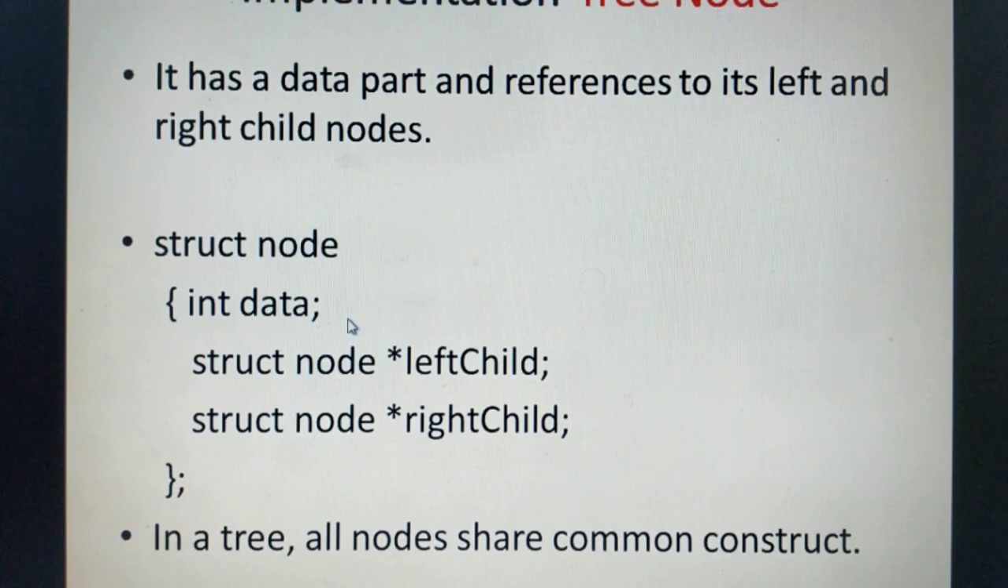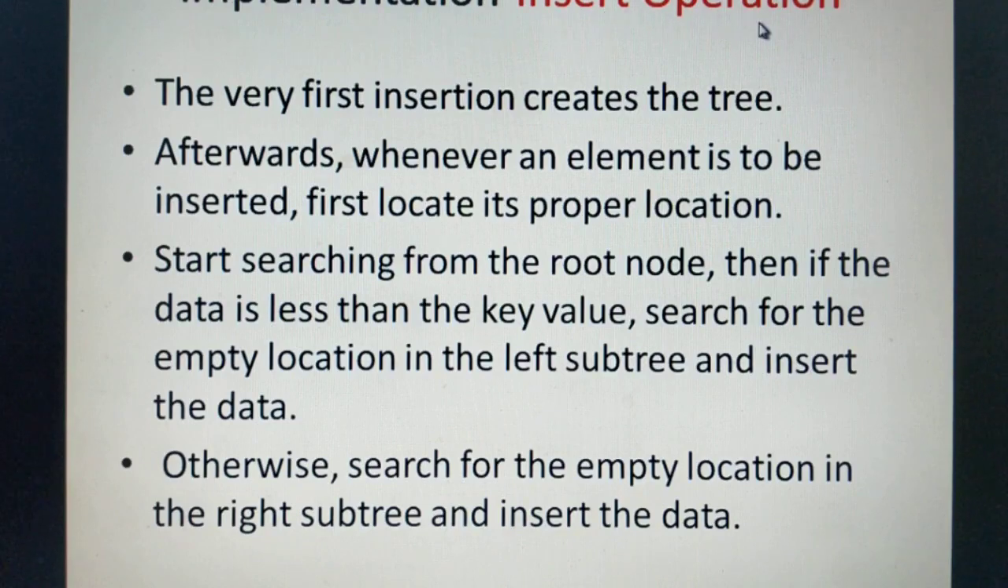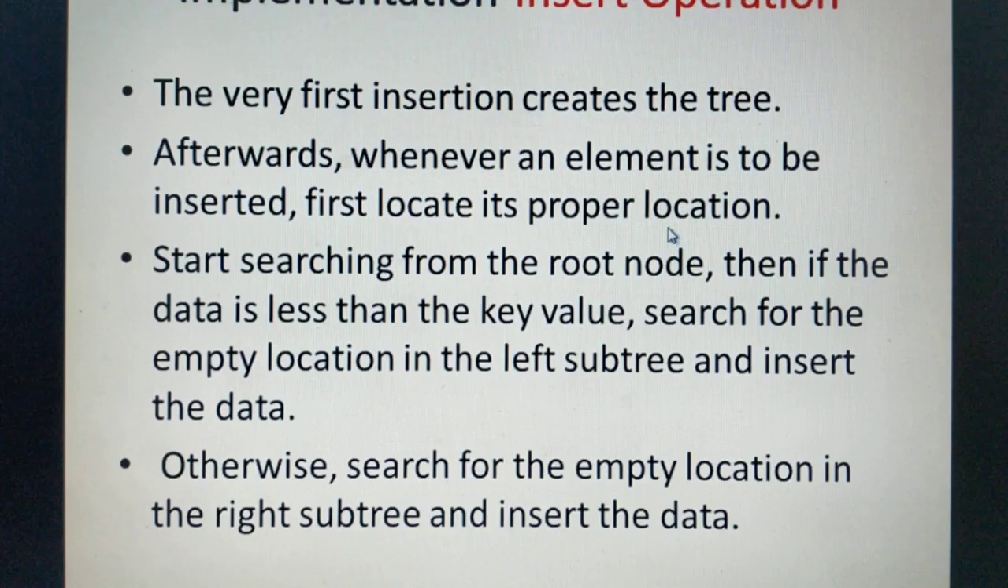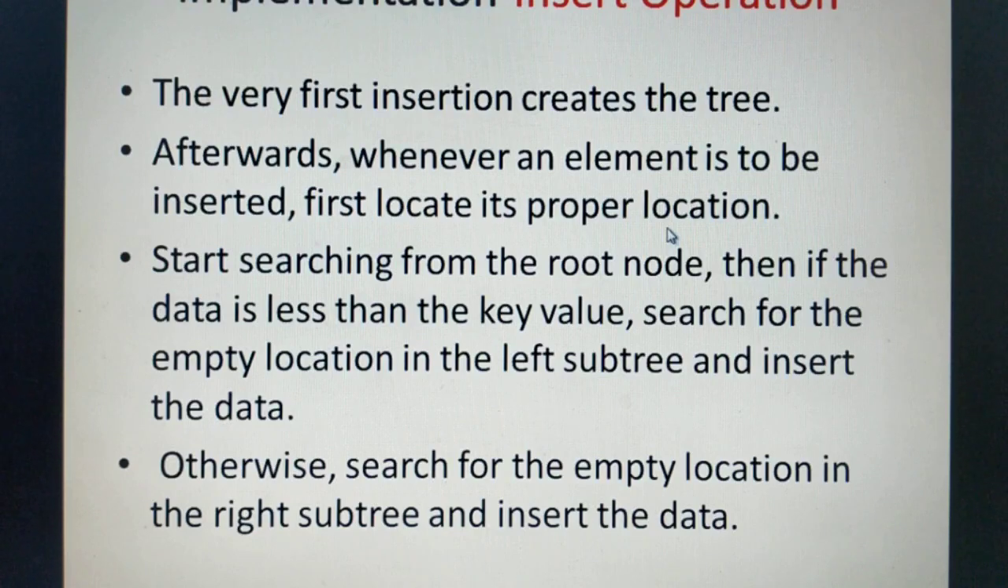Next, let us look into how an insert operation can be performed. The very first insertion creates the tree, because there is no data; the first insert will start creating the tree. Next, whenever an element is to be inserted, remember, we first locate the proper location. That is, if we have to insert any data, we need to know whether we are going to insert the data at the left or at the right. We need to figure out what the proper location is to insert this data.